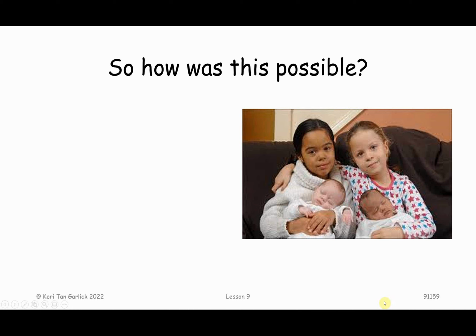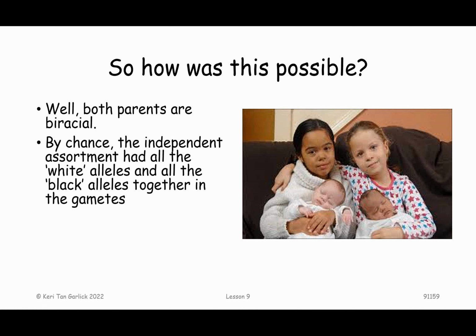So thinking about how this was possible with the twins: both of their parents were biracial, both black and white. By chance, through independent assortment, the mom created an egg that had mostly white alleles, and I say white alleles as in the European traits, and released another egg that had typically black alleles. And then by chance, the sperm that fertilized them were the same as well, so the dad is also biracial.